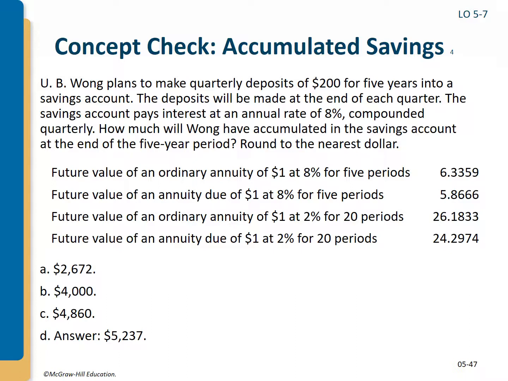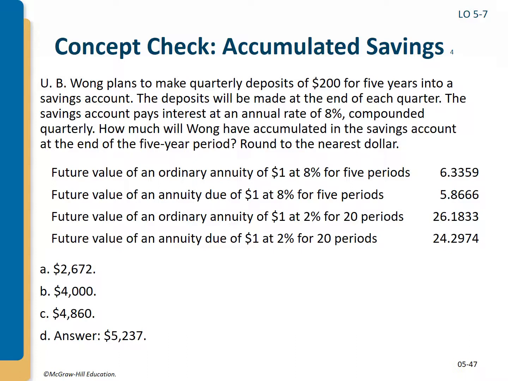Somebody was way off. Let's calculate this ourselves. According to our future value of an ordinary annuity, 2%, 20 periods, our factor is 24.2974 times 200. The answer is 4860. Let's double check that in our finance calculator.